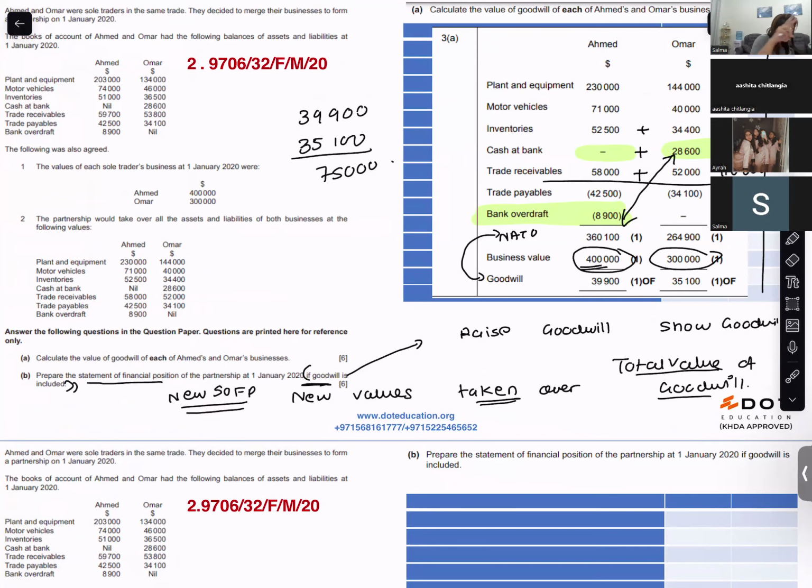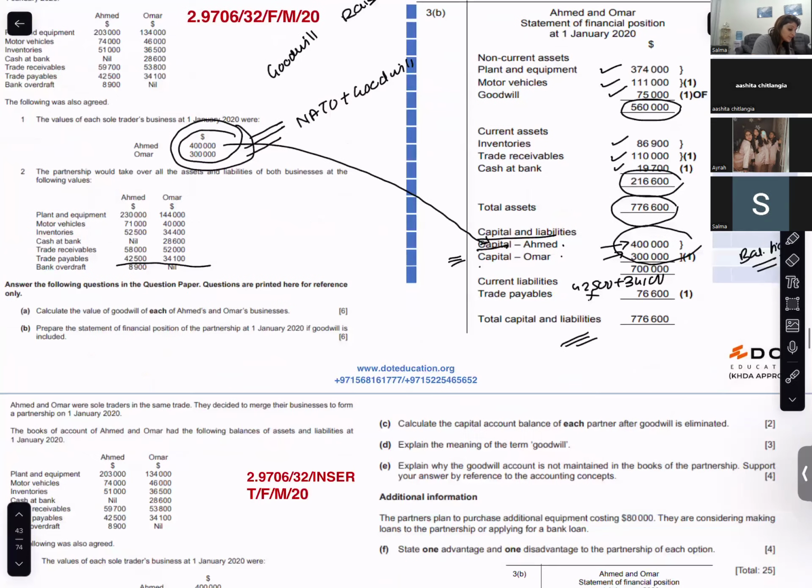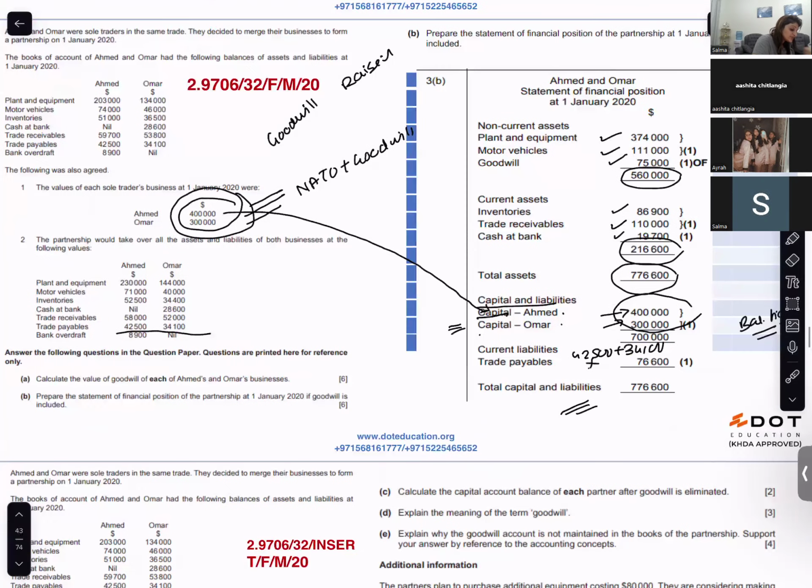If you have forgotten the explanation, you can go back to the video. So, this is your statement of financial position, which is including the goodwill. I'm waiting for you. Those who are watching can pause, do the statement of financial position, and then we'll go ahead.